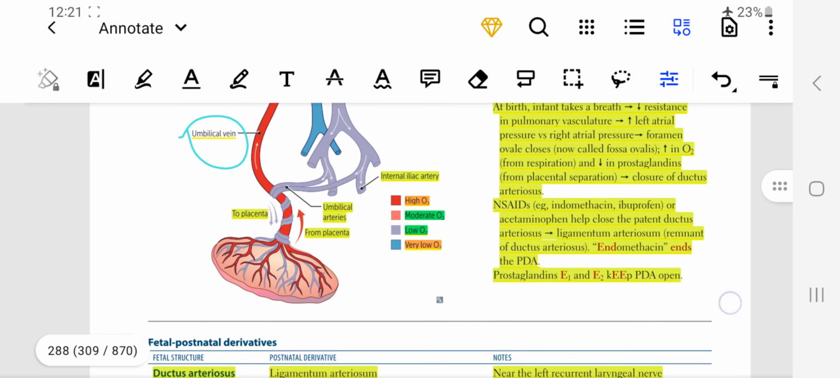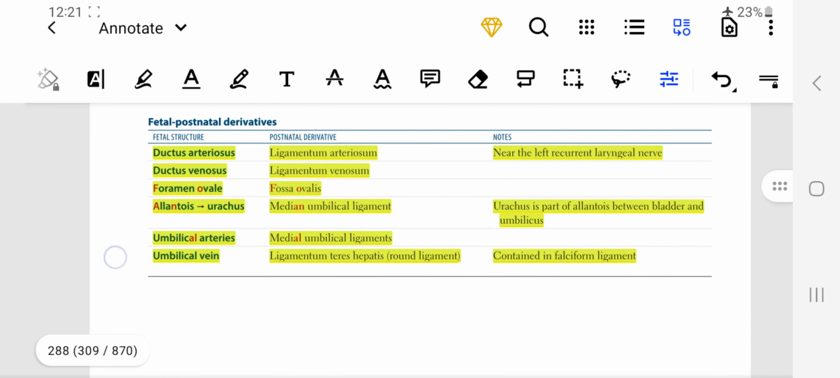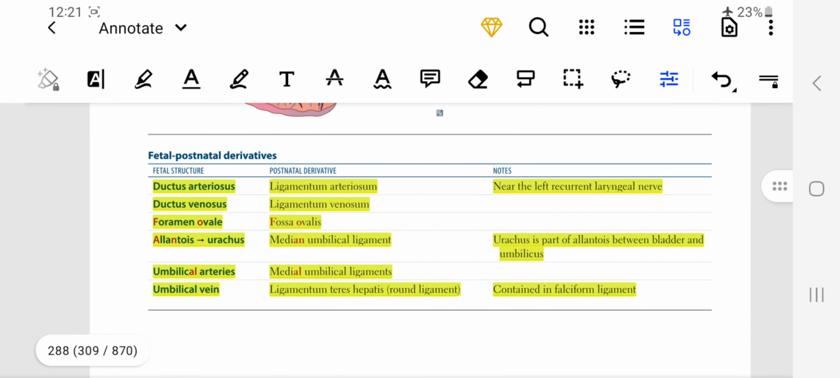Okay, then we have ductus arteriosus, ligamentum arteriosum near the left recurrent laryngeal nerve; ductus venosus, ligamentum venosum; foramen ovale, fossa ovalis; allantois, median umbilical ligament; umbilical arteries, medial umbilical ligament. So medial umbilical ligament.